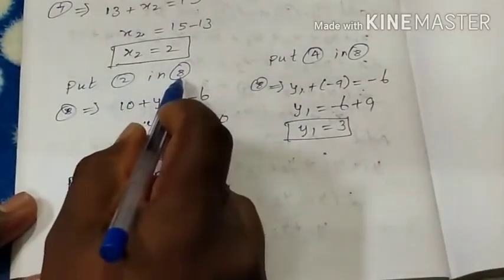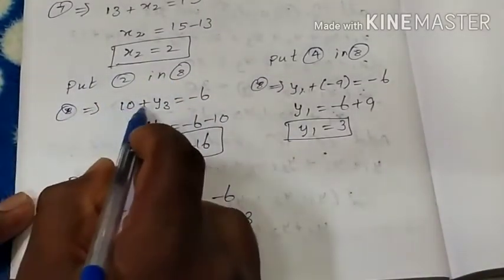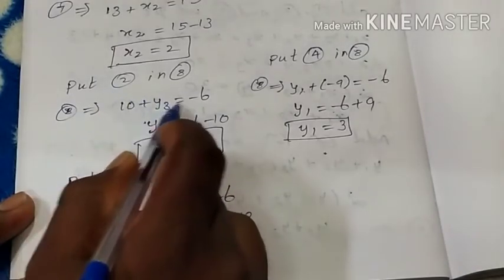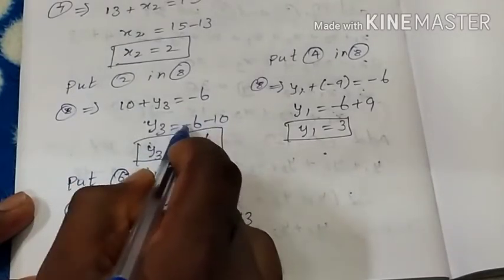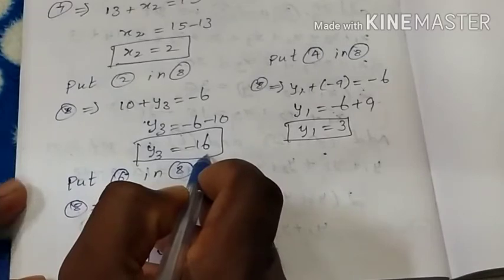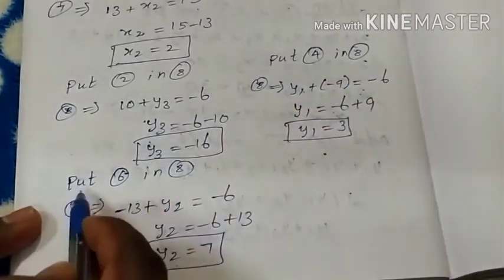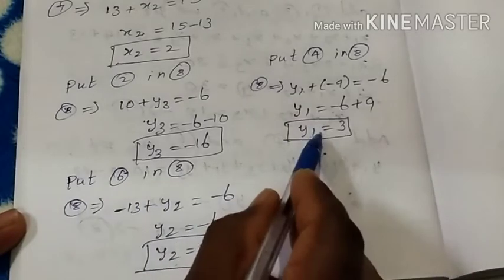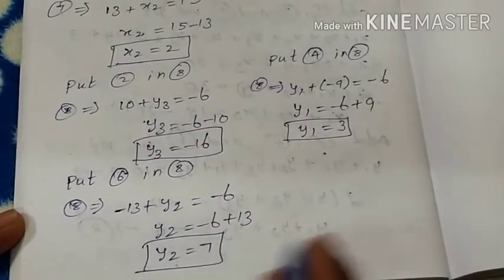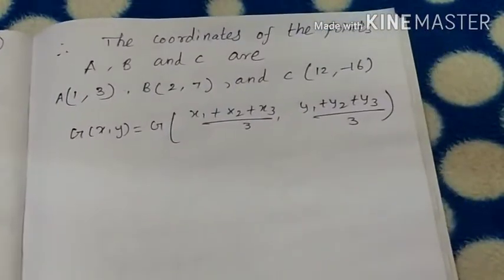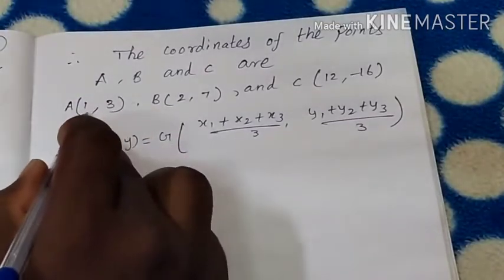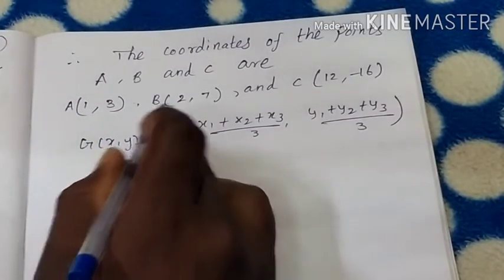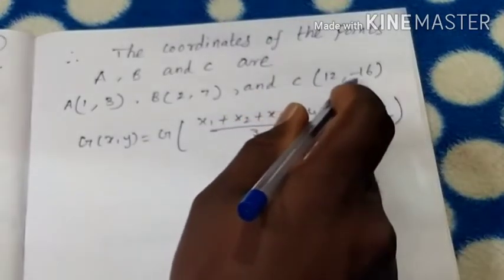Okay, in the same manner, put 3 in 7 and 5 in 7, we get x1 and x2. Then put 2 in 8. The eighth equation implies y1 + y2 value is 10 from equation number 2, so 10 + y3 = -6. Making the transposition, y3 = -6 - 10, totally -16. In the same manner, put 4 in 8 and 6 in 8, we get y1 and y2. Therefore the coordinates of the points A, B, C are: A is (1, 3), that is (x1, y1), B is (2, 7), and C is (12, -16).